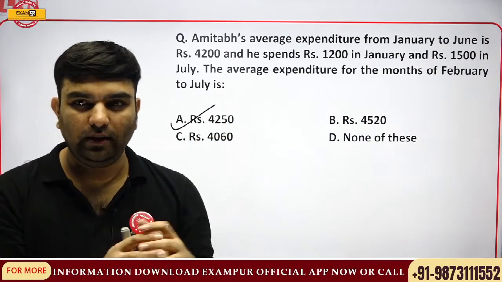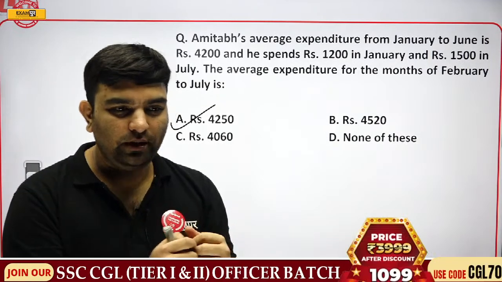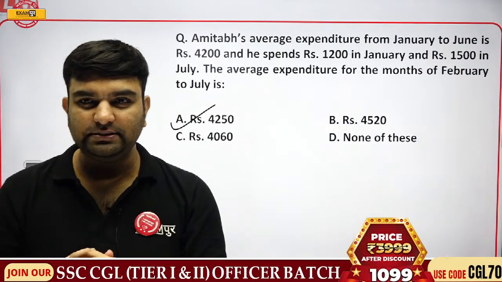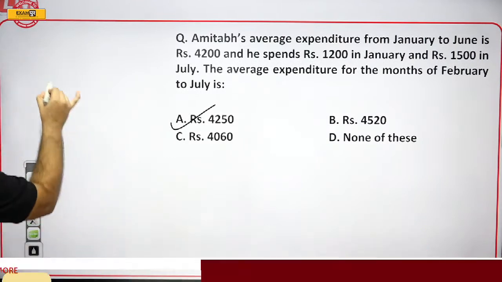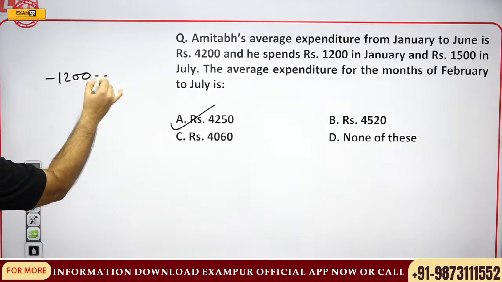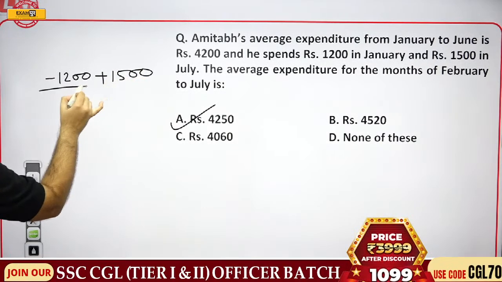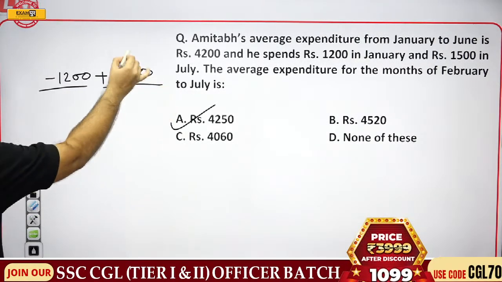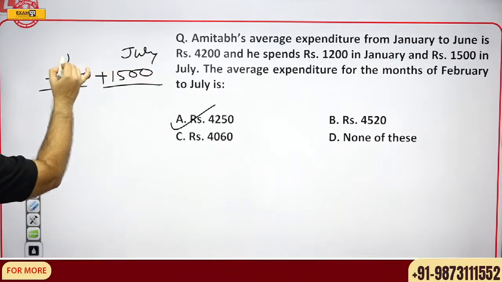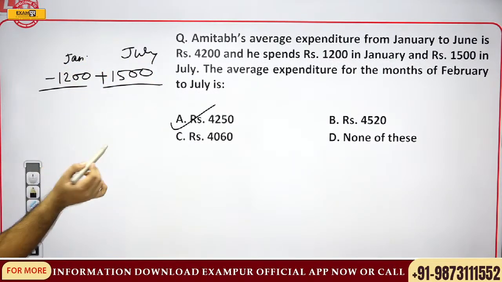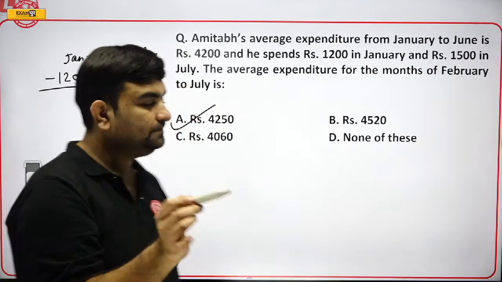Guys, 1 month is going, another is coming in its place. January is going and July is coming in its place. The one who is going is negative and the one who is coming is positive. Going means negative 1200, coming July is plus and January is going, so minus, because we are excluding it out of the system.